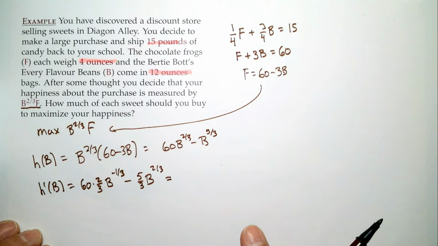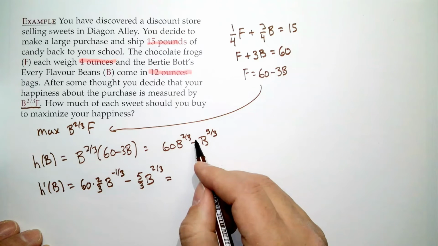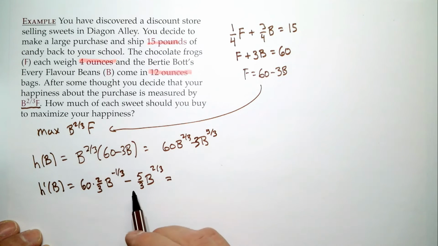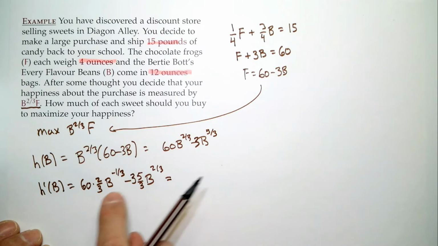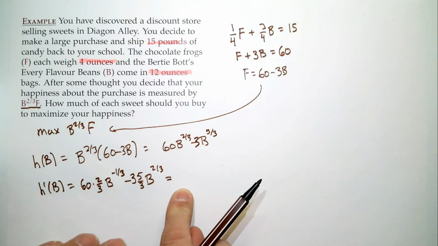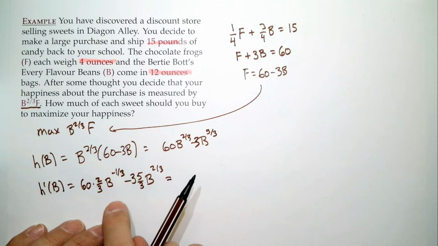Sorry, what? Oh, you're right, there's a 3 here. I forgot. Okay, back on track. Good to check your work.